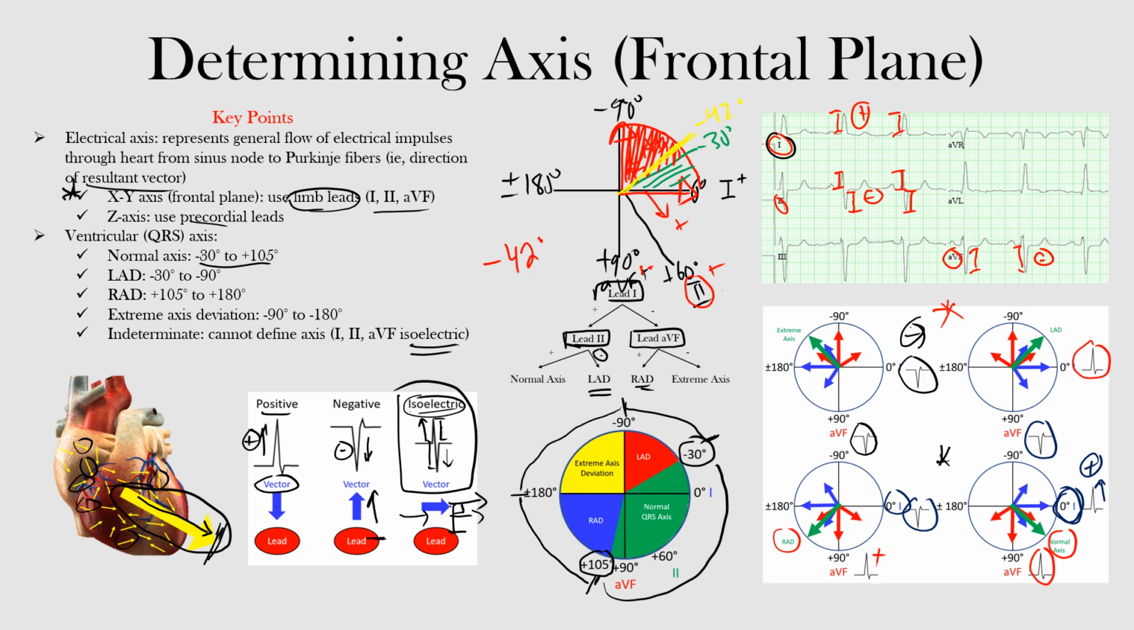Now, the QRS axis, we said normal, it lies between negative 30 and positive 105 degrees. Leftward axis is between negative 30 and negative 90 degrees. A rightward axis shift is between positive 105 and positive 180 degrees. And then we had that extreme axis between negative 90 and negative 180 degrees. We also mentioned this indeterminate axis. If we cannot define the axis, meaning it is isoelectric in those leads, then we call that indeterminate.